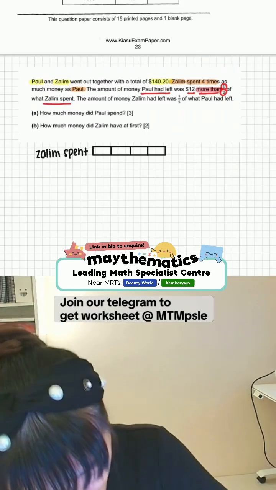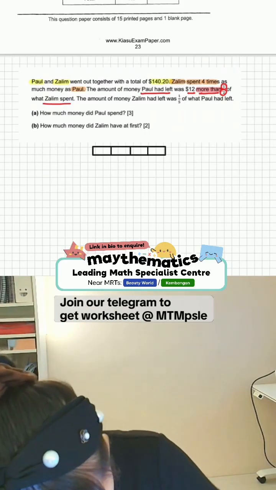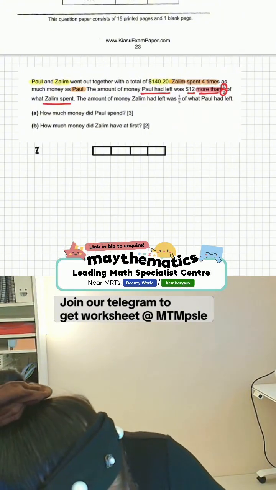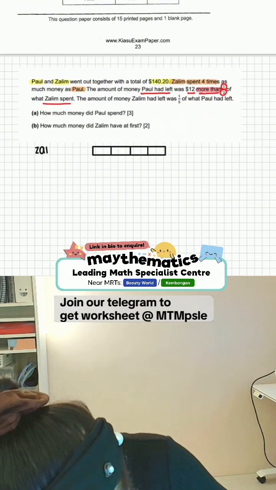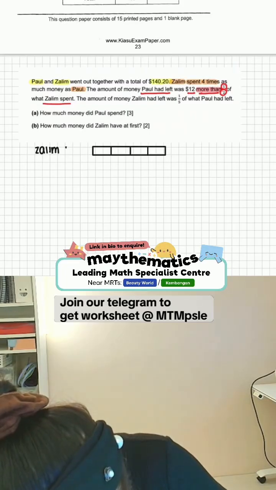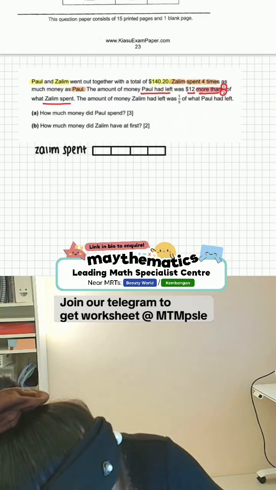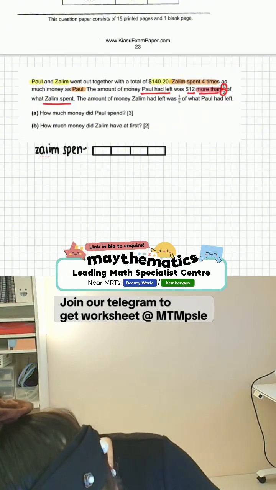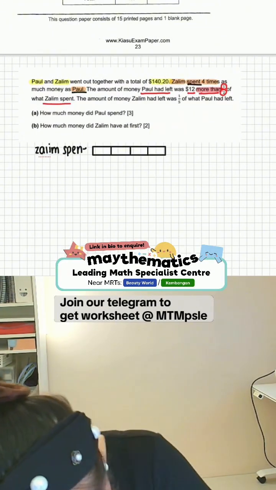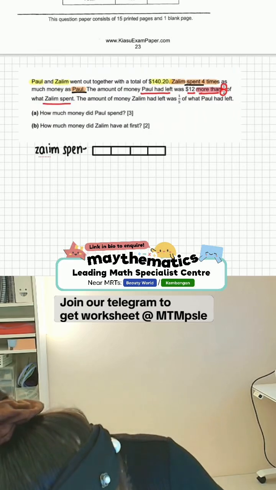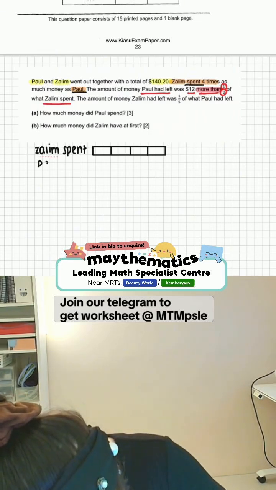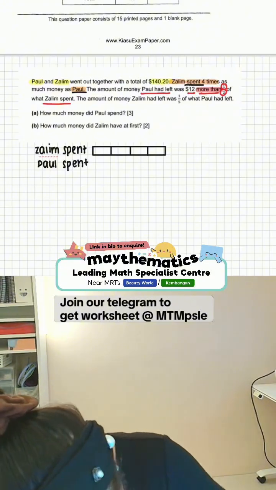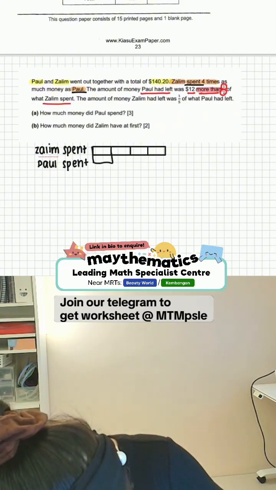Can? Let me rewrite this, so it's aligned with the line. Zalim spent, versus what Paul has also spent. Now the keyword here is spent. So whatever Paul has spent is going to be that 1 unit, compared to this. So we draw this first.